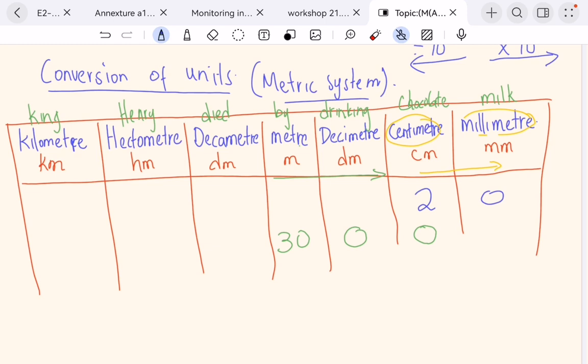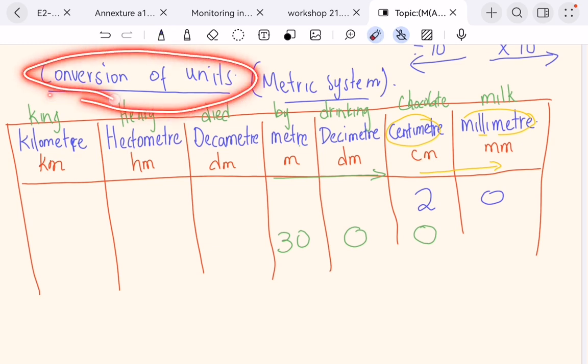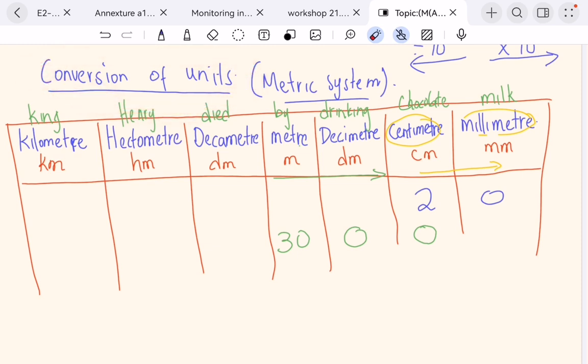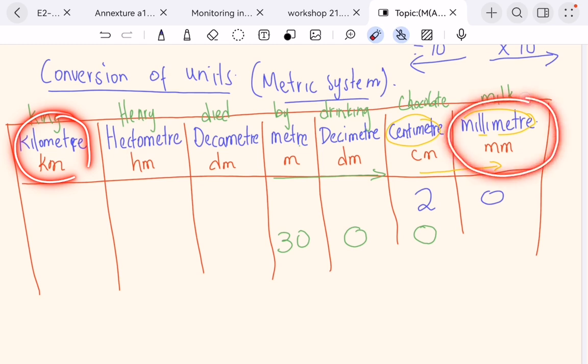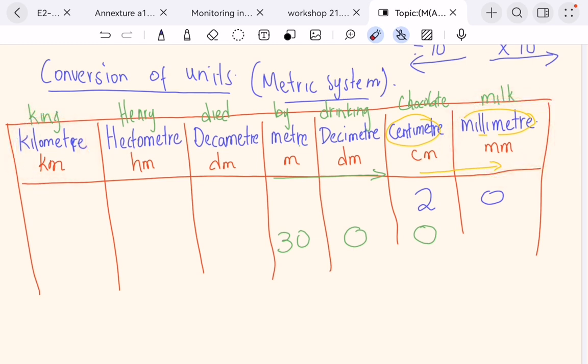Hey there again. In our previous lesson, we demonstrated what we do when we are converting units, in particular when you are moving from a bigger unit to a smaller unit. Now, just to recap, there are a number of things that I want to highlight here.